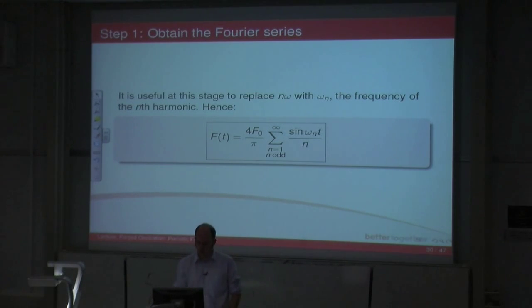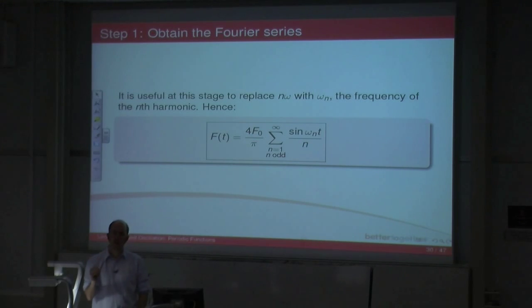And so when n is 1, the solution for the forcing function is going to be 4 f0 upon pi times sine of omega 1, the first harmonic, t, and that's the forcing function. When n is 3, you have 4 f0 upon pi times sine of omega 3, the third harmonic frequency, times t, divided by 3. And so on, for n is 5, n is 7, and 9, and so on. And for each of those values of n, you can solve for the value of x. Okay, so we can do that.